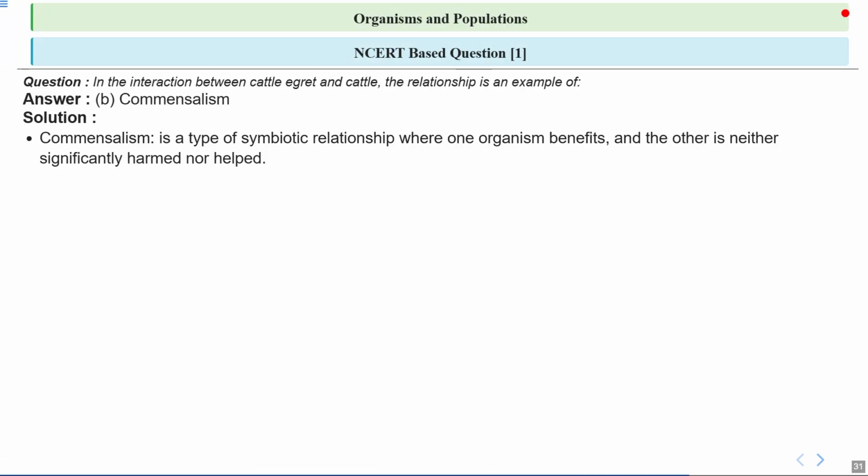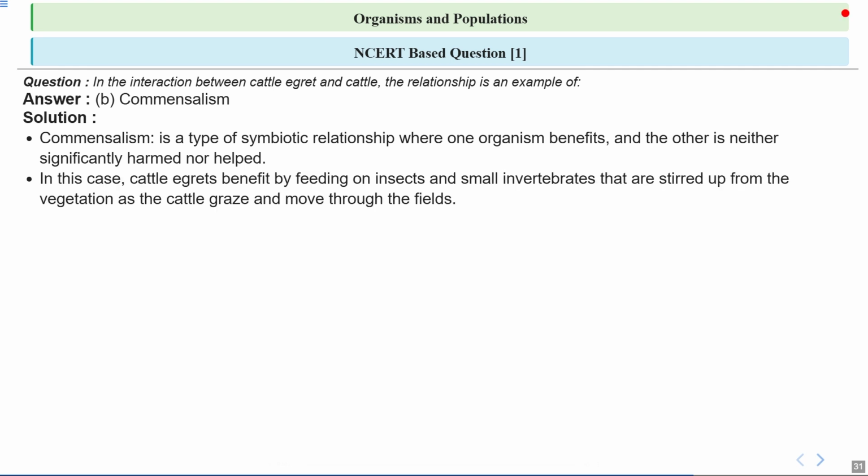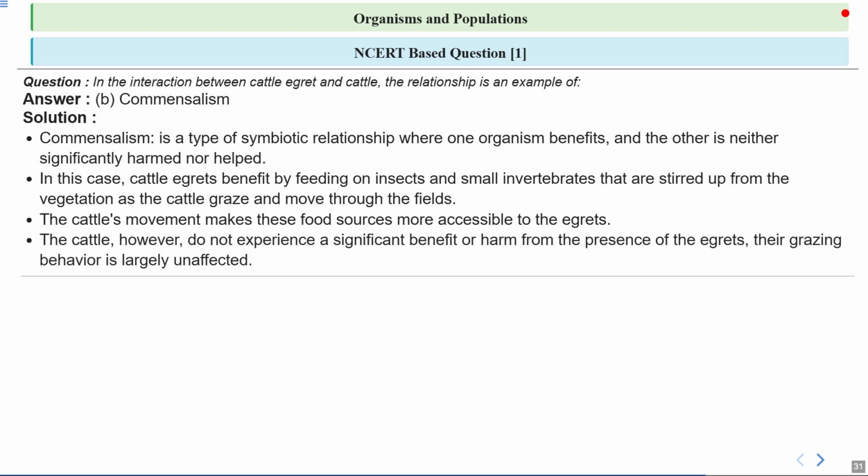So in commensalism, what happens? One organism is benefited and the other is neither significantly harmed nor helped. Means there is no effect to the other individual, other species. In this case, cattle egrets benefit by feeding on insects and small invertebrates that are stirred up from the vegetation as the cattle graze and move through the fields. Now, the cattle movements make these food sources more accessible to the egrets. The cattle, however, do not experience a significant benefit or harm from the presence of the egrets.